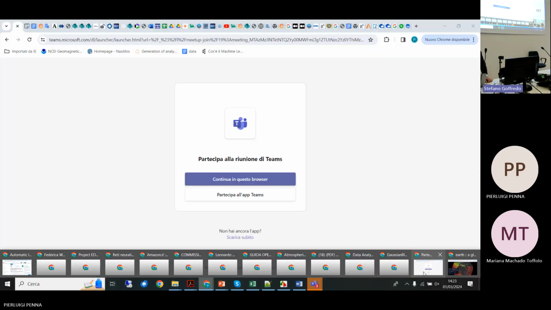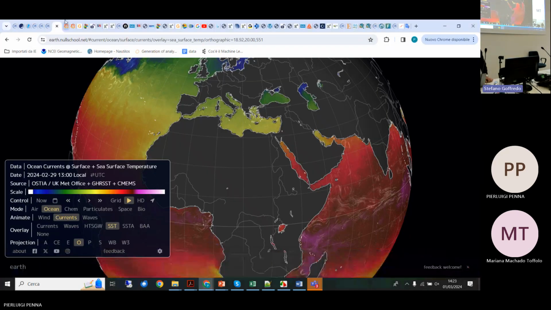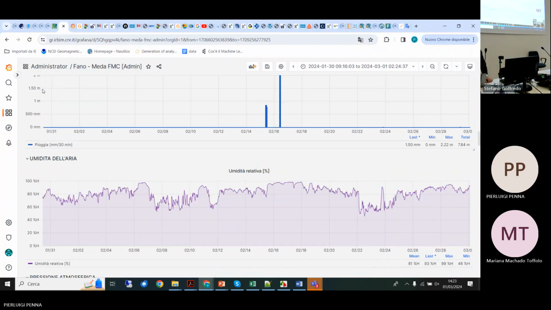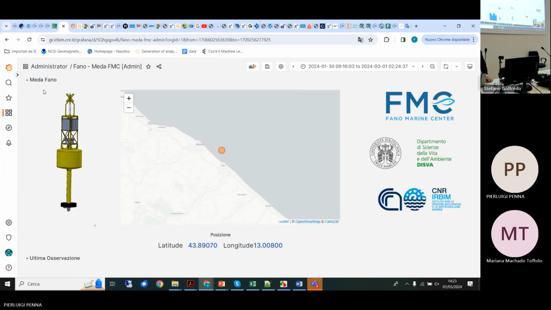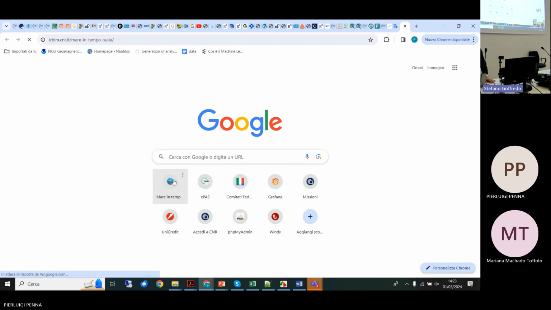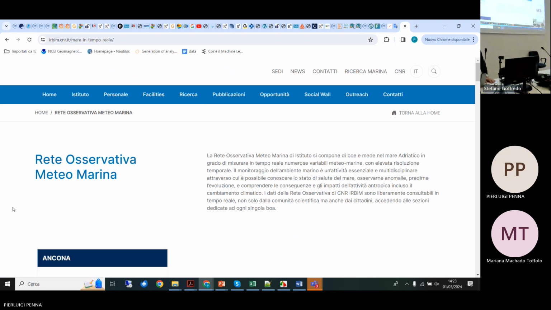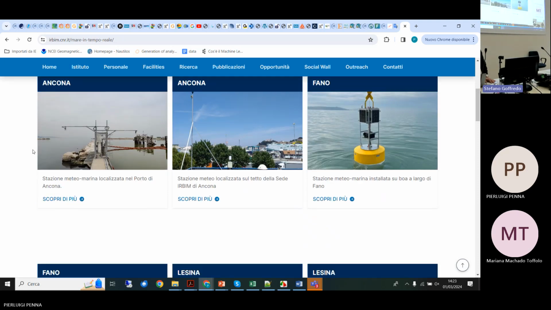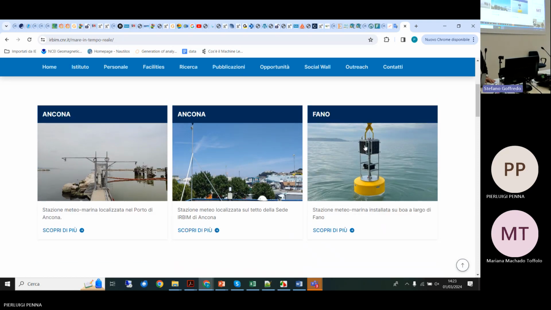So we have a very nice buoy. Okay. This buoy, now we show it. The name of the buoy is Fano Fortune, derived from the Latin name of the city of Fano. Some pictures of this.